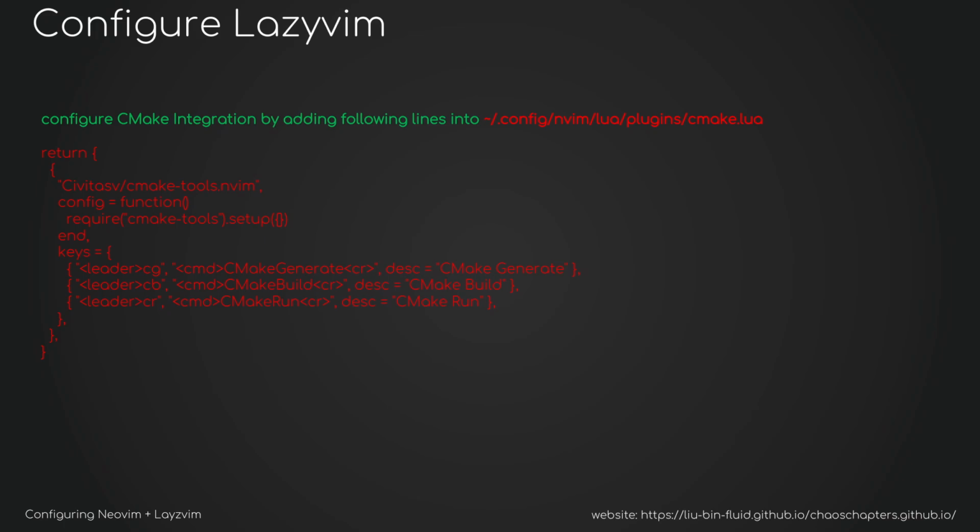CMake is important in C++ development because it simplifies and standardizes the build process, especially for large, cross-platform projects. Therefore, integrating CMake in Neovim is very necessary for C++ development. We use the following codes to configure CMake via LazyVim, as shown here.